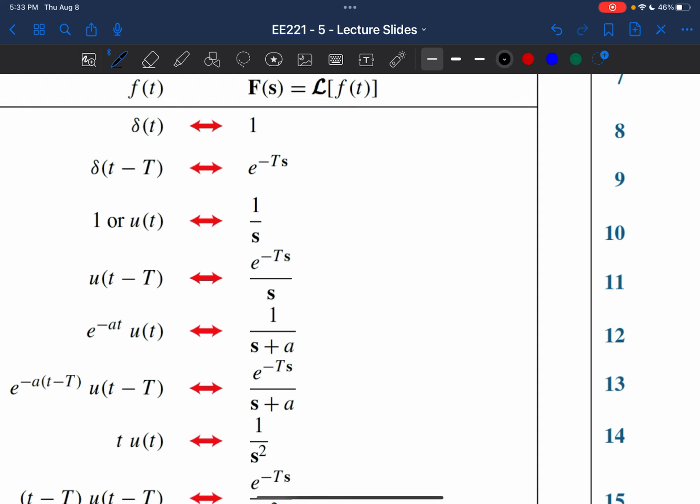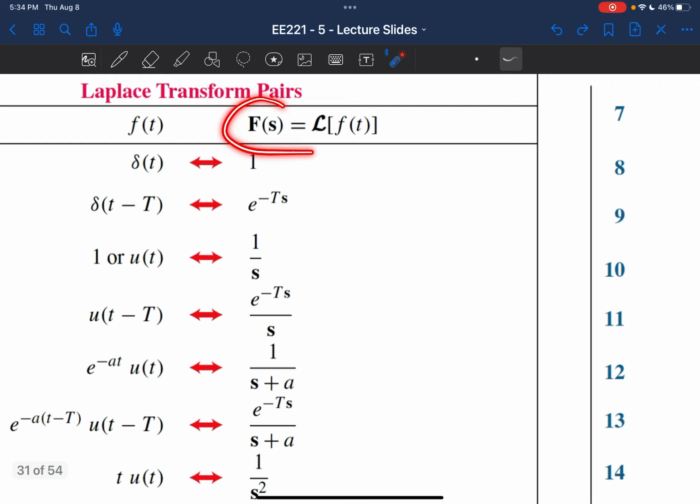For one, u of t, the unit step function, we can see that that has a Laplace transform. So first of all, what we're looking at here is functions of t on the left and their Laplace transforms on the right. Okay, so this table goes both ways. If you have a function of s, you can get the function of t. Basically, you can take the inverse Laplace transform by looking at the corresponding function of t. If you have a function of t, you can get the Laplace transform of that by looking at the corresponding function of s. And of course, we already proved this one, that u of t's Laplace transform is 1 over s.